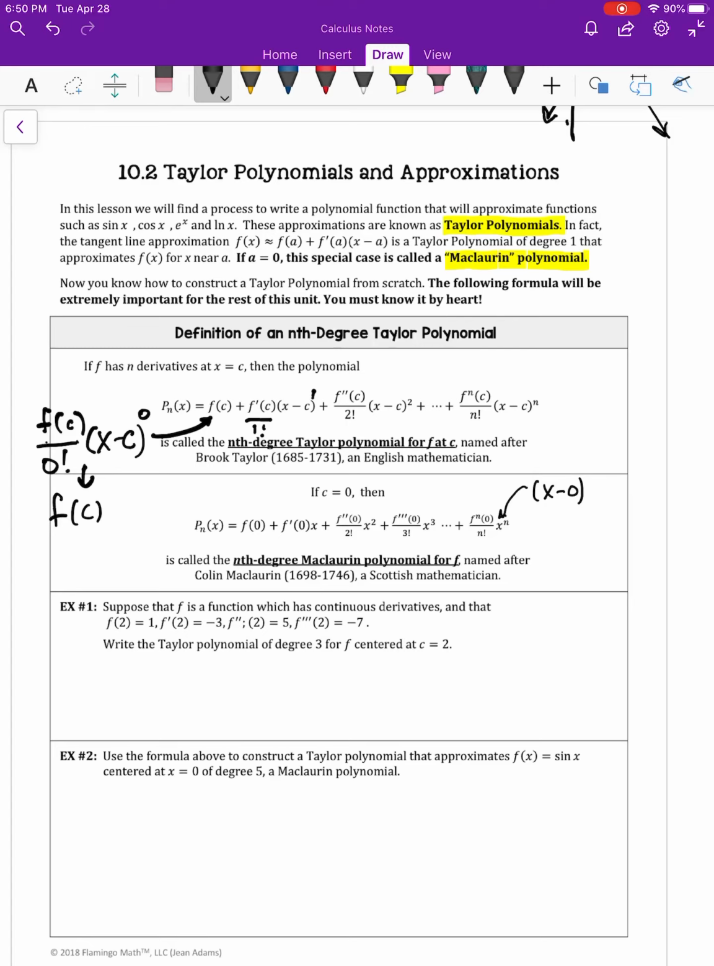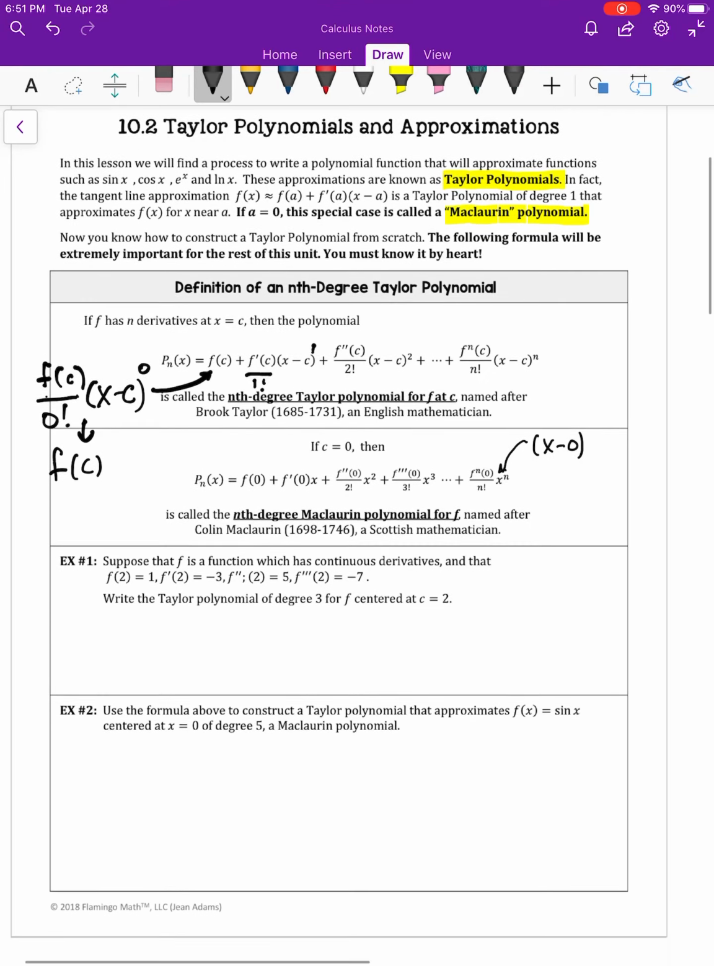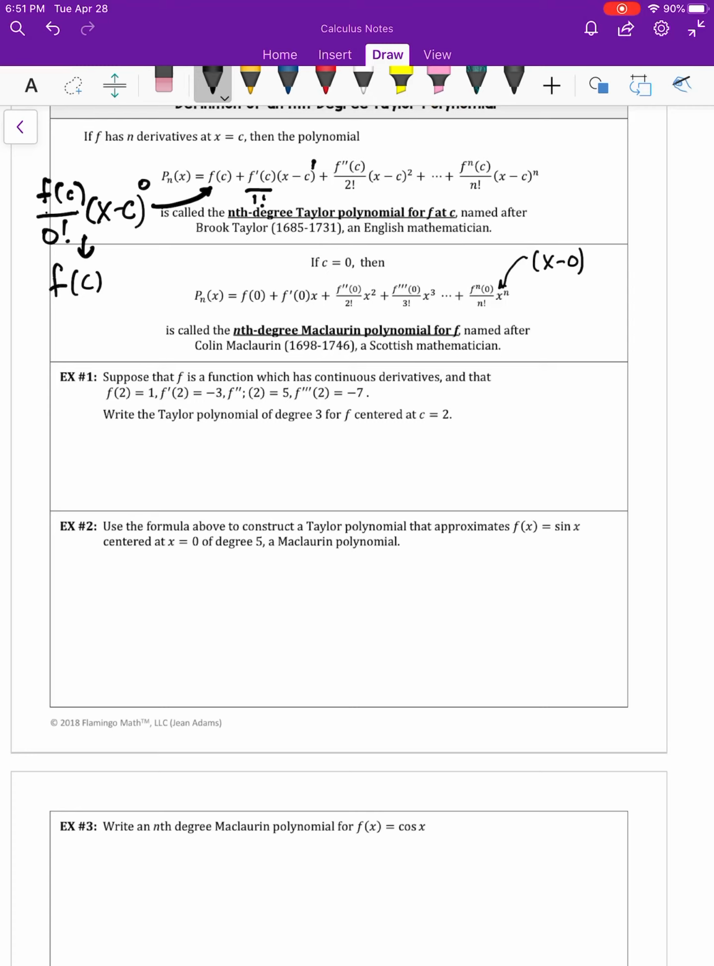Okay, so example number 1. Suppose that f is a function which has continuous derivatives, and that f of 2 is 1, f prime of 2 is negative 3, f double prime of 2 is 5, and f triple prime of 2 is negative 7. Write the Taylor polynomial of degree 3 for f centered at c equals 2. So this is going to be p sub 3 of x, because really that's going to be n equals 3, right? Because it's the degree 3.